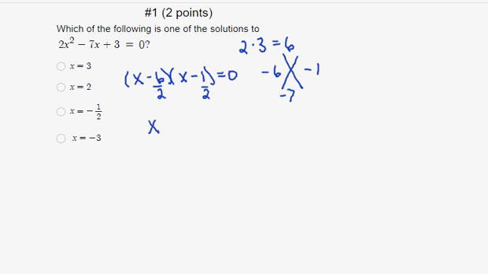So we have x minus 3 equals 0, x minus 1/2 equals 0, and we know for our solutions it's going to be the same numbers with the opposite sign, so x equals 3 and x equals 1/2. So x equals 3 is the only one of those that is a solution to that quadratic.